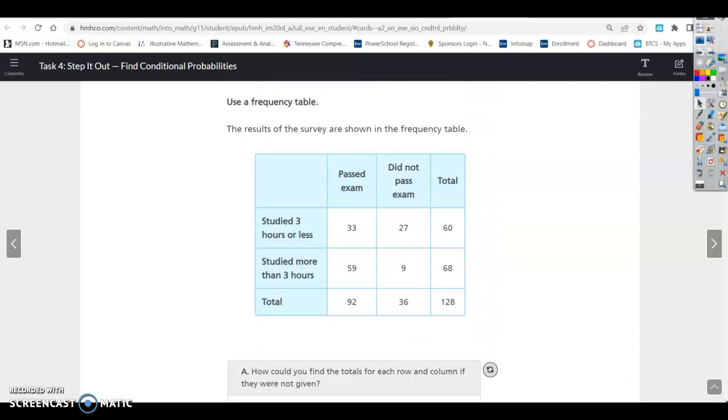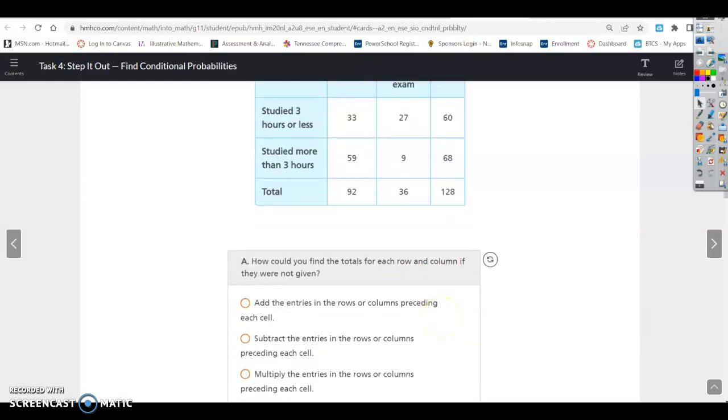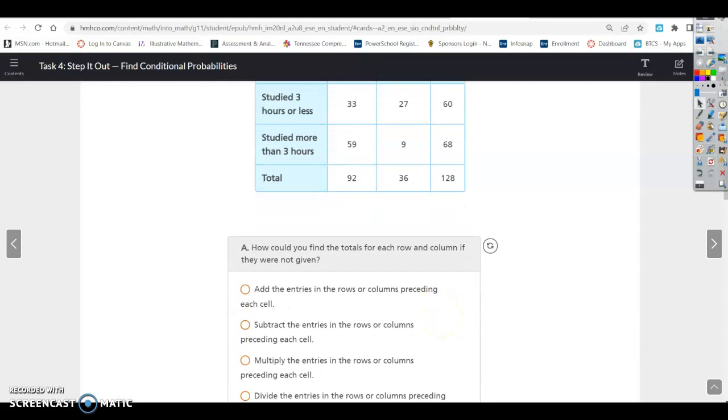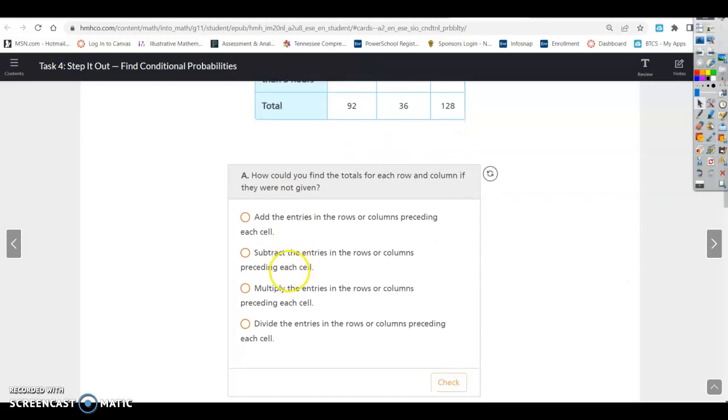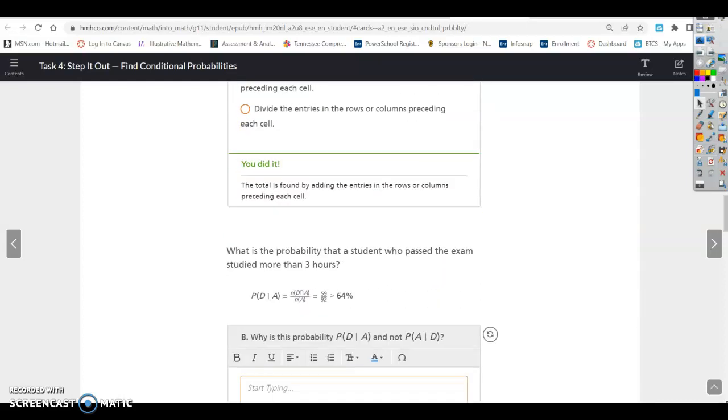Use a frequency table. The results of the survey are shown in the frequency table. You can see here passed the exam, did not pass the exam, studied 3 hours or less, studied more than 3 hours, and the total of 128 students. How could you find the totals of each row and column if they were not given? You'd simply add these numbers up to get this, and add these up to get this. So we definitely would add the entries to get those.